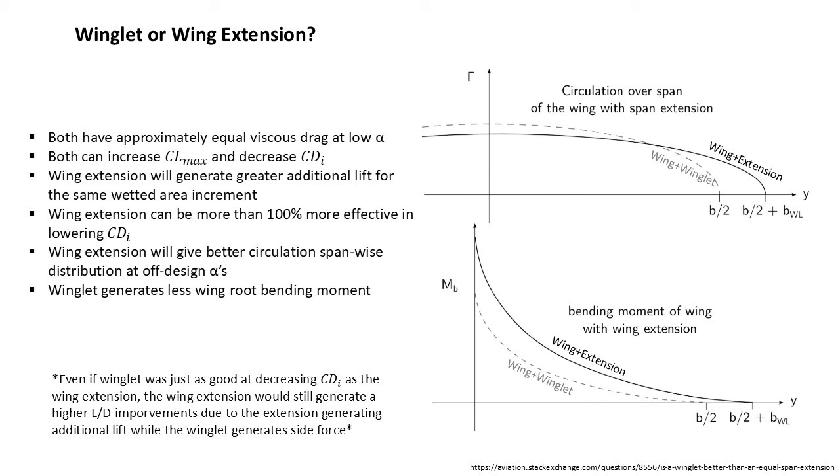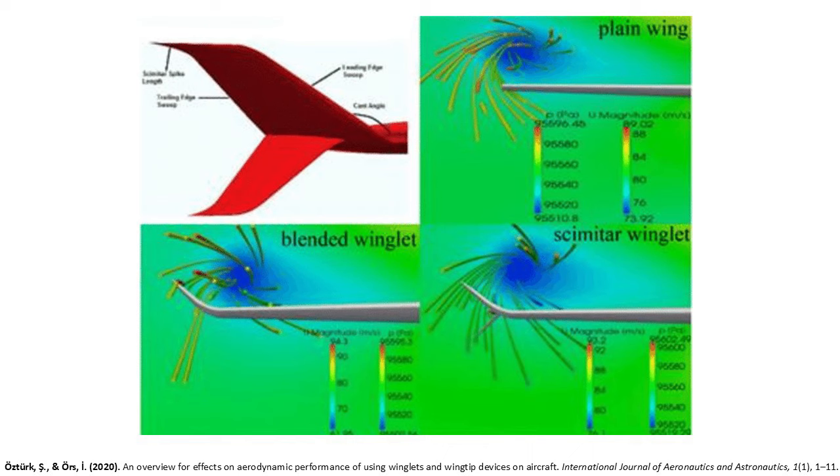The reason that the wing extension would still be the preferred method to increase the efficiency is that the wing extension still generates a higher L over D, due to the extension generating additional lift in the wing versus the winglet generating a side force. We've covered a lot of material and theory in the last half hour, so let's sum it up.